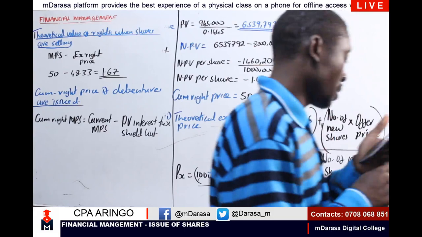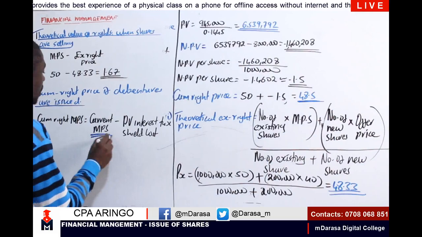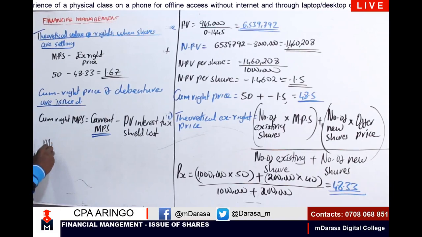So what will be our interest tax shield? That's the first thing that we need to do, because we already have the market price, which in this case won't change. The market price of the shares is given as 50. So it is upon us to determine the interest tax shield.